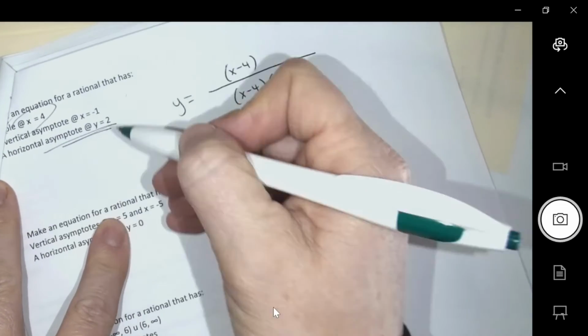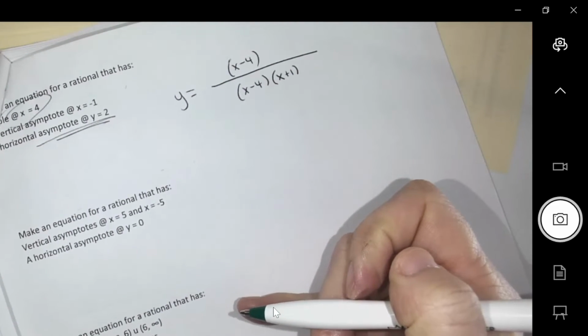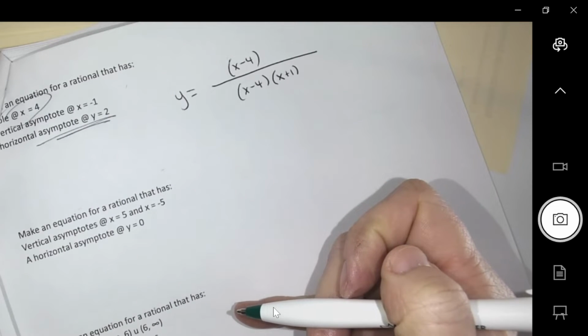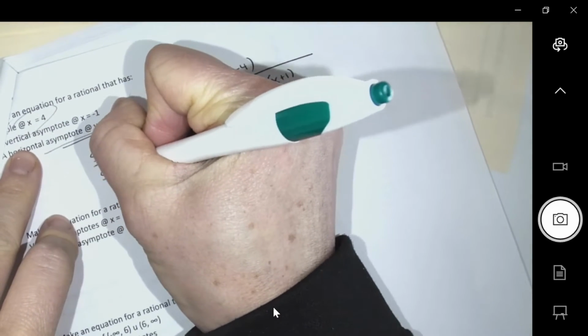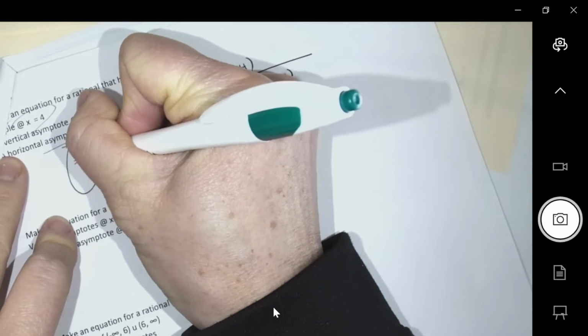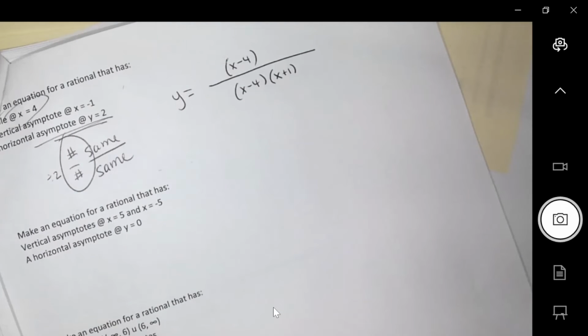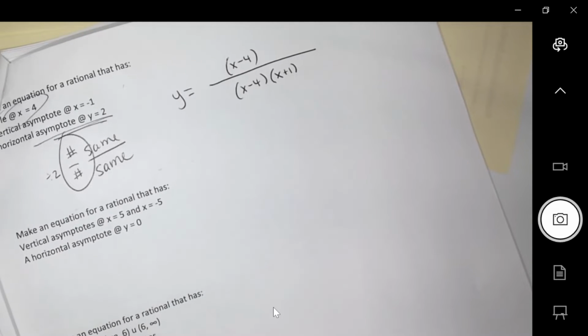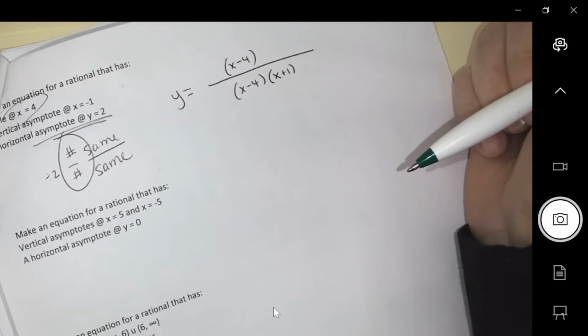Okay, how do I make a horizontal asymptote at a value that's not 0, any number? What's the situation that created a number asymptote? It would be the same degree. And whatever values I have there need to divide to be 2. Okay, so look at your degrees. Are they the same? No, they're not the same degree.